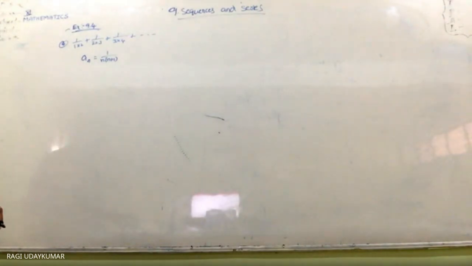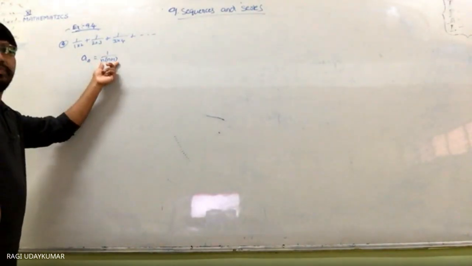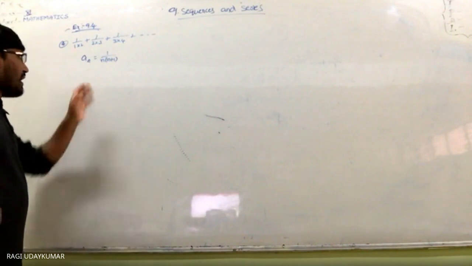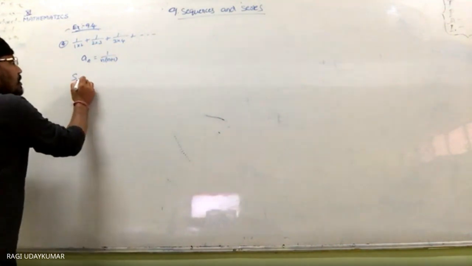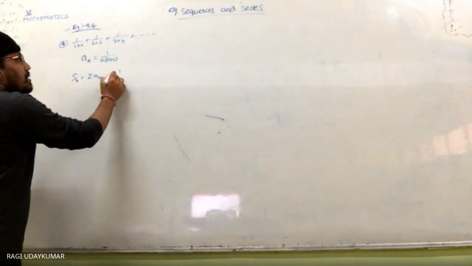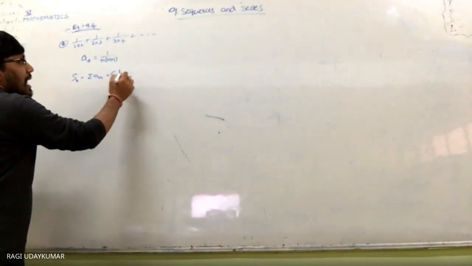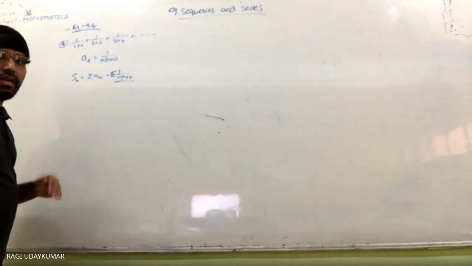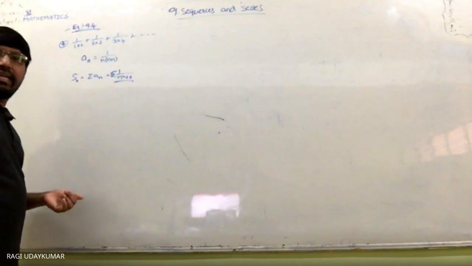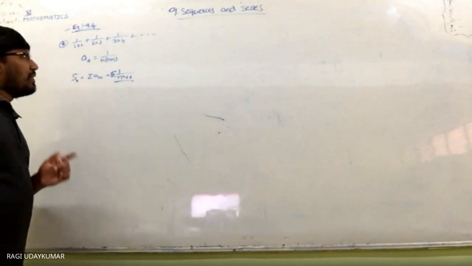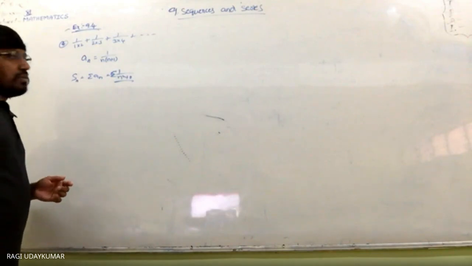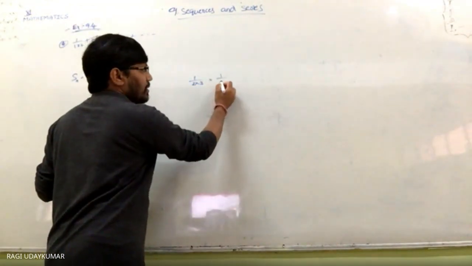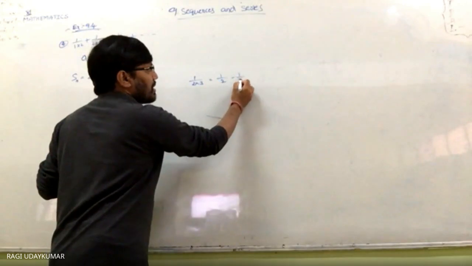But all problems cannot be solved in only one way. You have to think a little, because whenever you get S_n equal to sigma a_n, it becomes sigma 1 by (n square plus n). So this cannot be split according to our requirement. Do remember that if you have any number, suppose 1 by 2 into 3, this can be written as 1 by 2 minus 1 by 3.